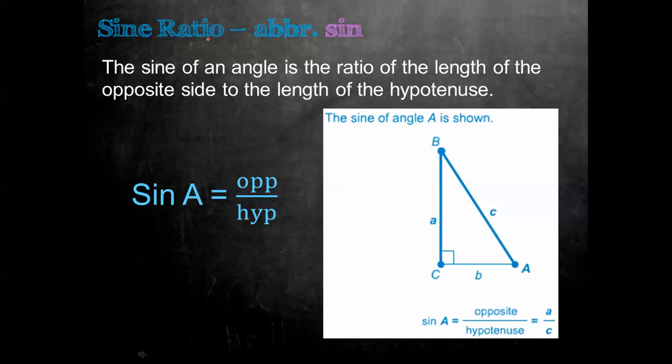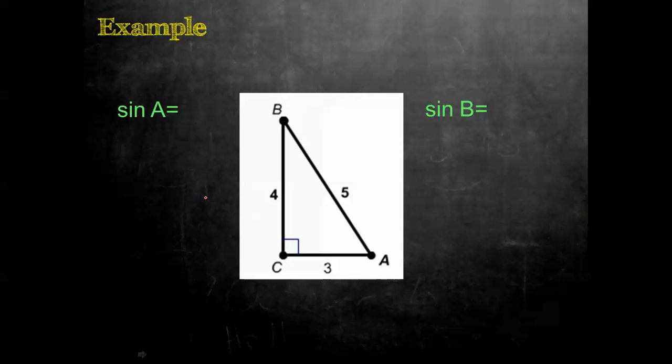So the sine ratio. Remember, the tangent ratio was opposite over adjacent. The sine of an angle is the ratio of the length of the opposite side over the hypotenuse. So tangent was opposite over adjacent, and sine is opposite over hypotenuse. For example here, if we do the sine of angle A, the opposite side is A, and the hypotenuse is going to be C. So we would put A over C for sine.